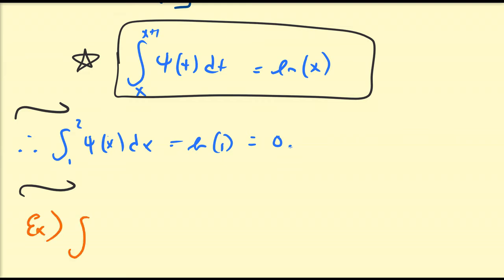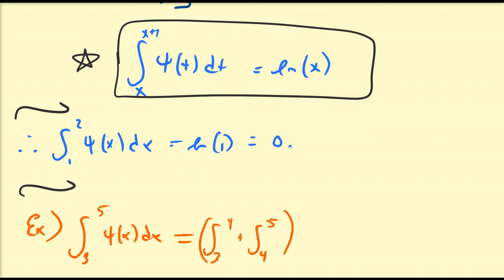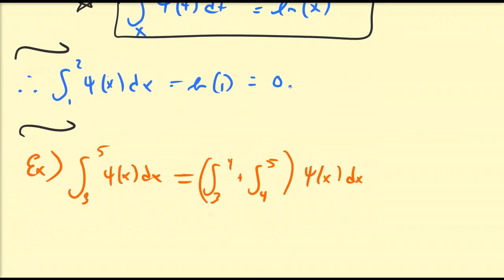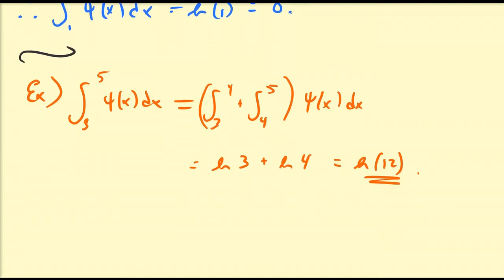So let's make this integral a little bit more interesting. Let's do, say, the integral from 3 to 5 of the digamma of x dx. Alright, so how can we approach this? Well, we know that this integral is equivalent to the integral from 3 to 4 plus the integral from 4 to 5 of digamma of x dx, right? So the integral from 3 to 4 is just going to be equal to the natural log of 3, and the integral from 4 to 5 is just going to be the natural log of 4. So this is just going to be equal to the natural log of 12. Right? So that's the integral from 3 to 5 of digamma of x.